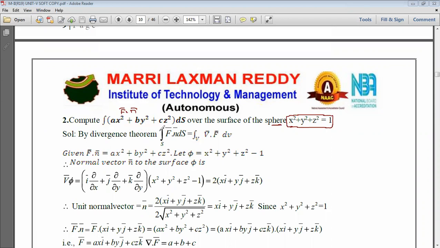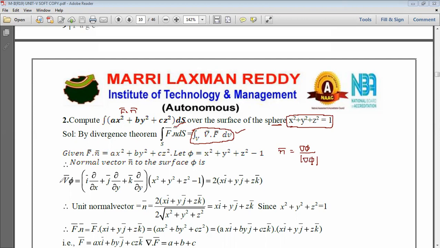By using the divergence theorem, we simply need to calculate the integral of divergence f bar dv. Already they gave this, and we have to calculate this. But for calculating this, first we require f bar, right? So given f bar dot n bar is equal to this, and phi is the given surface. Then we find the normal vector to the surface. The normal vector n bar is nothing but del phi by mod of del phi, right? Del phi by mod of del phi.